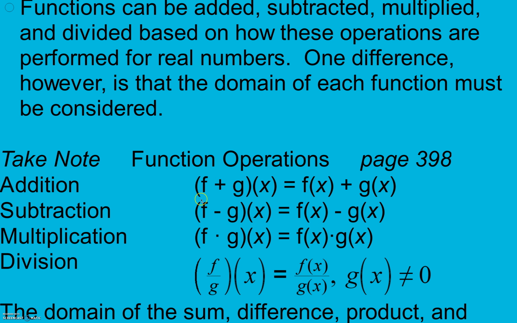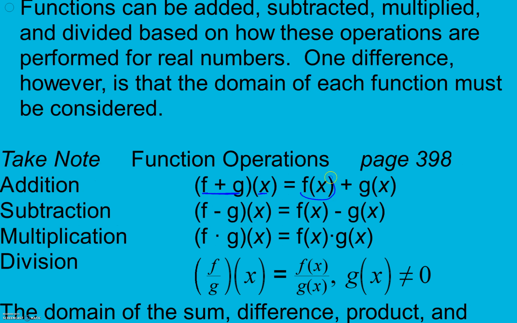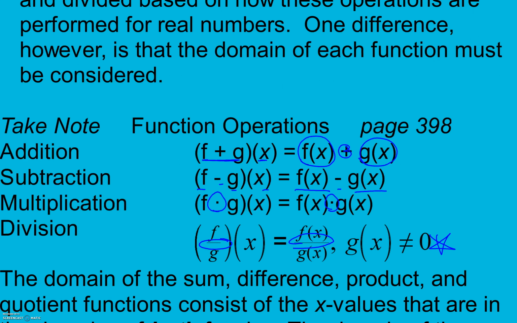So here, if I have (f + g)(x), I'm going to take f(x) + g(x). Same thing, (f − g)(x) is f(x) − g(x). I take my entire functions and perform the operation. Here, I multiply them. Here, I divide them. One thing to consider though, our domain here excludes anything that has g(x) be 0 because we cannot divide by 0. So we have to be careful there.